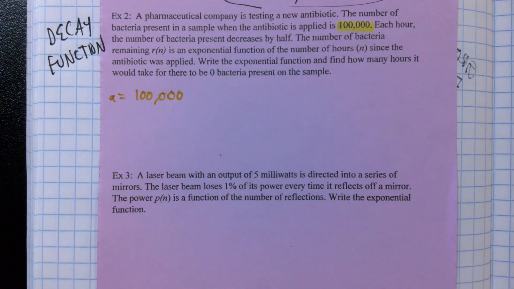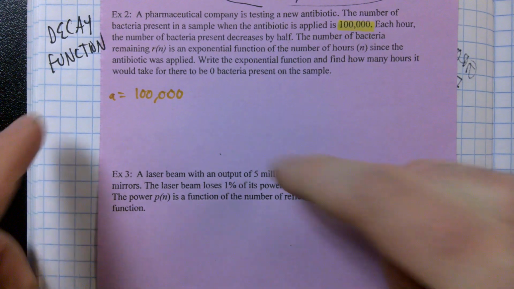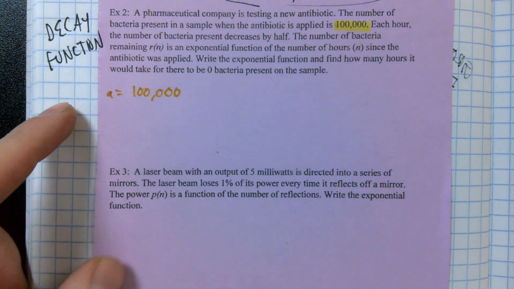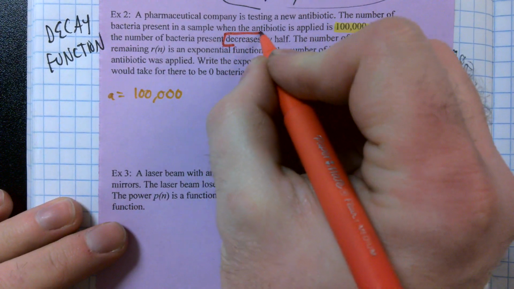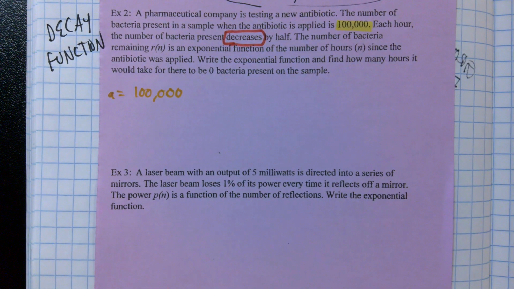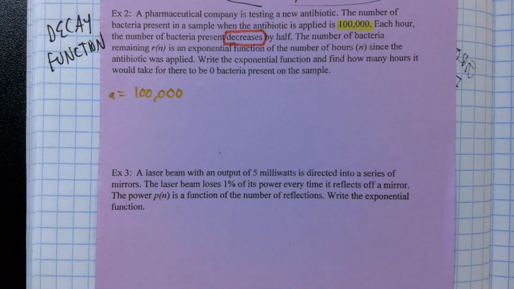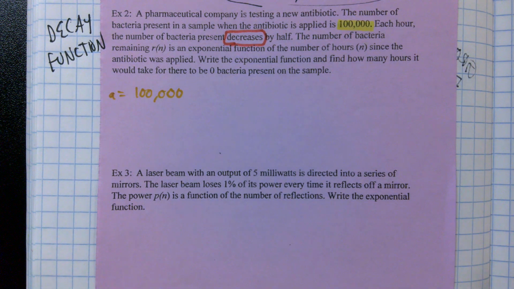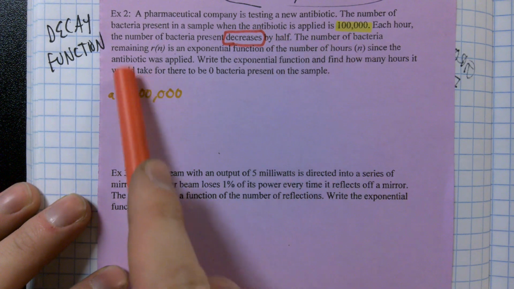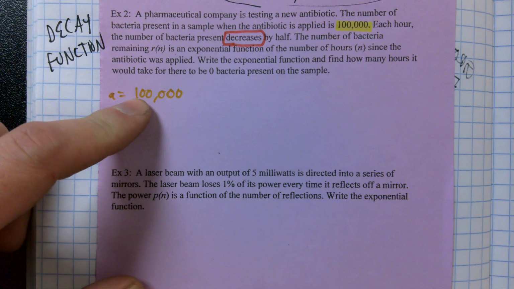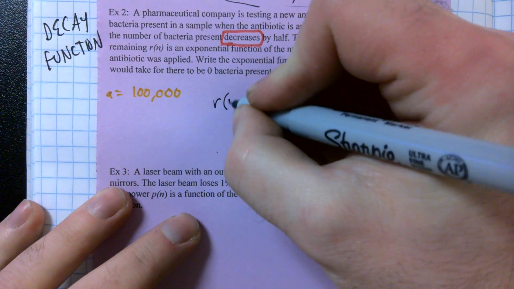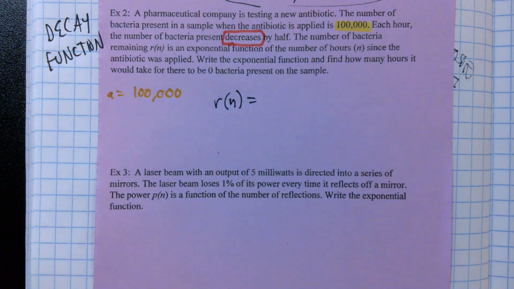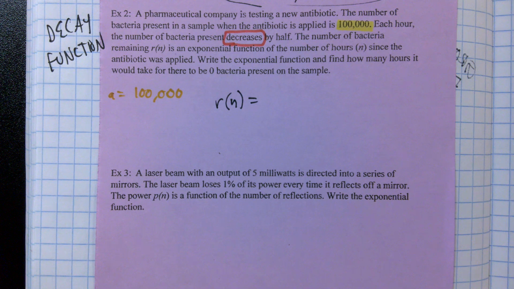Ooh. Decreases by half. When I see that word decreases, that tells me right away this is a decay function. My bacteria are getting less and less and less in this sample. Right? And that makes sense. That's what an antibiotic does. You take antibiotics, it clears your system of all that bacteria. The amount of bacteria in you goes away. The number of bacteria remaining, R of n, that's my function, R of n, is an exponential function where the number of hours n since the antibiotic was applied.